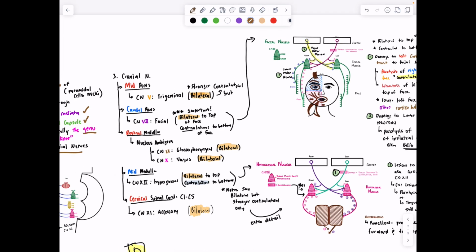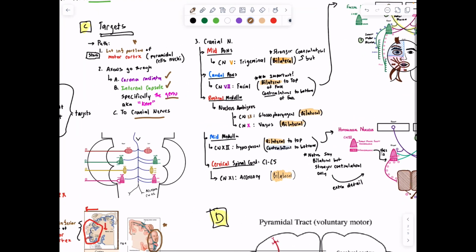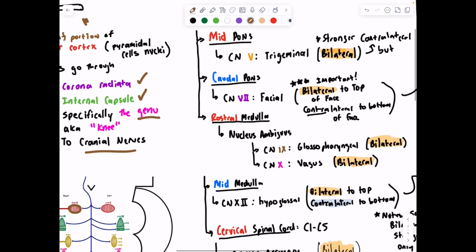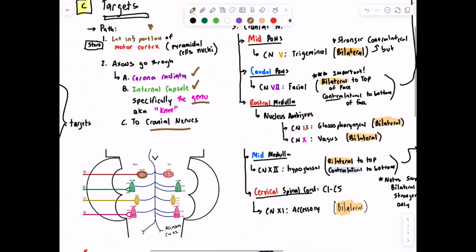All right, so what are we actually synapsing on? So coming down, we have cranial nerve 5, which we know as trigeminal. Then we have the facial right here. Then we have 9, 10 overall. Then we have 12, and then 11.